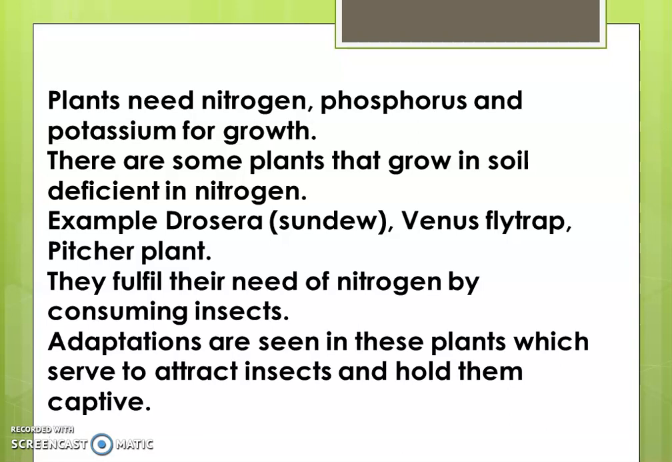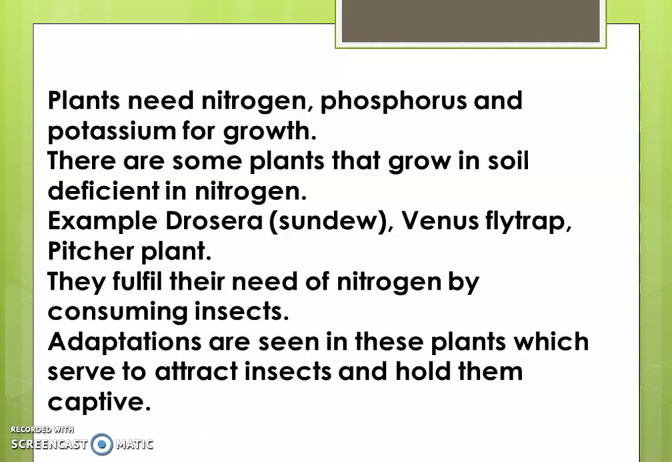There are some plants that grow in soil deficient in nitrogen. Deficient in nitrogen, that means they do not have nitrogen in them. Examples of such plants are Drosera, Sundew, Venus flytrap, and pitcher plant. These are examples of plants which do not have nitrogen in them. Now, what they do, we'll see. They fulfill their need of nitrogen by consuming insects.